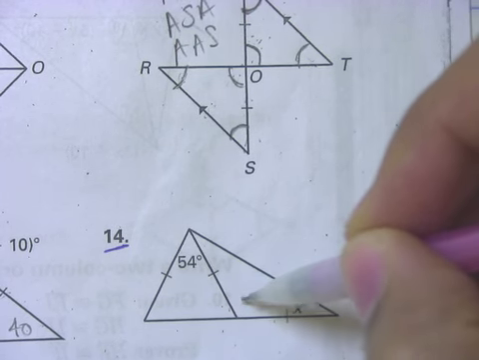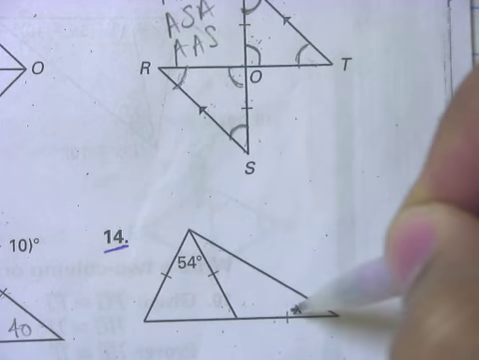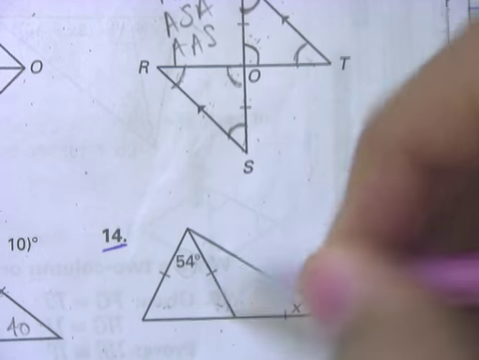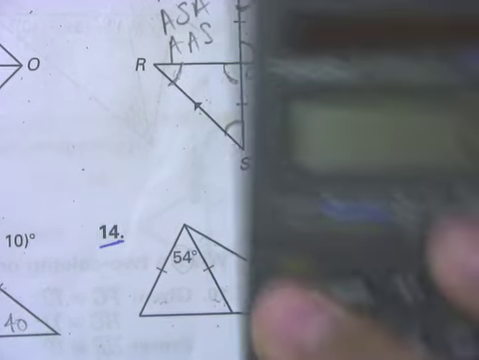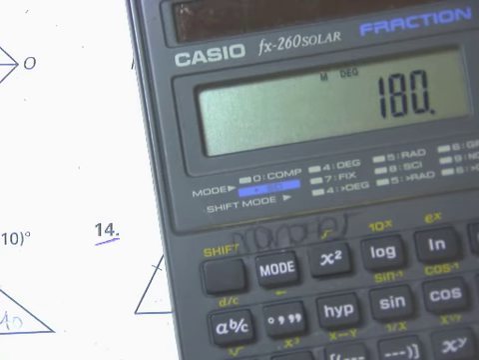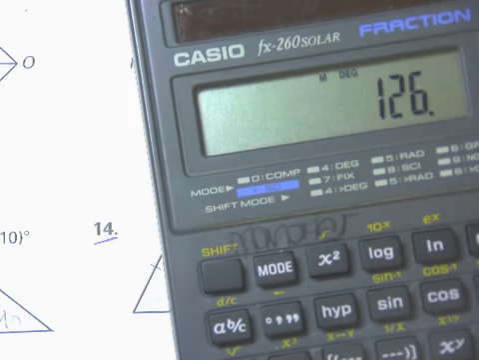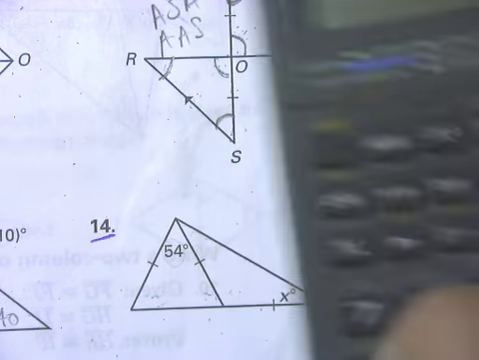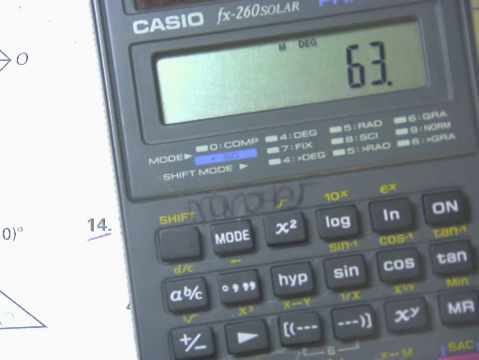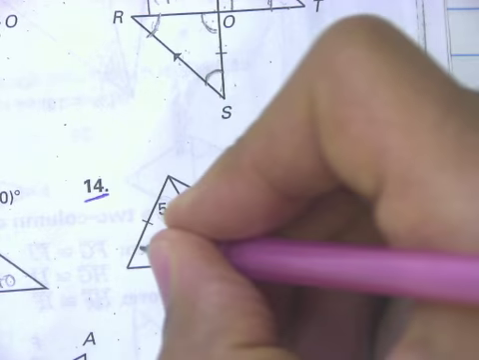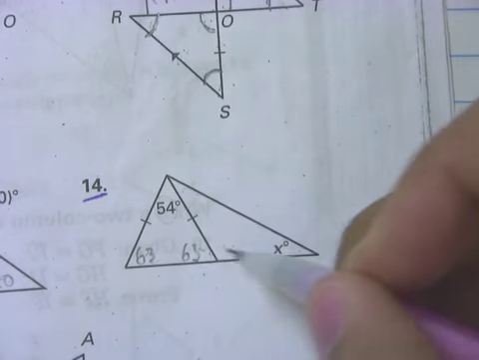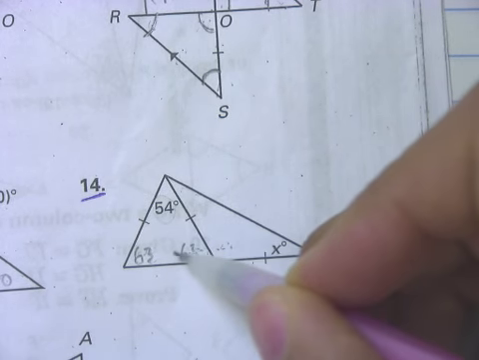Finally, for number 14, I have two isosceles triangles which are adjacent to each other. I have this isosceles triangle here, and I have this isosceles triangle here, where this is my vertex angle, and these are my two base angles. I know that this is 54, and I know that these two angles here are congruent. So I'm going to take 54, subtract it from 180. That means that I have 126 degrees left in the triangle, which I'm going to divide between these two angles here. So that means that each angle is going to be 63 degrees.